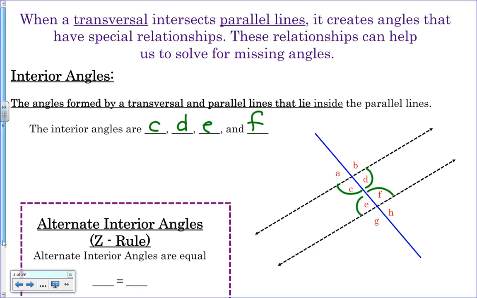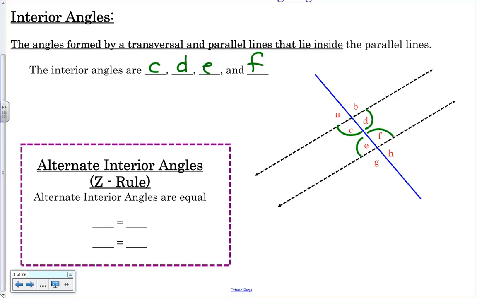Now, what is the relationship between those angles? I've labeled this a little bit funny. I've called it the Z rule. The reason I've done that is that we all know what the letter Z looks like, and we can find a Z within our parallel lines and that transversal. If you take a look at this one here, hopefully you can see the letter Z. According to this alternate interior angles rule, or the Z rule, I know automatically that C and F are the exact same angle. So C is equal to F.